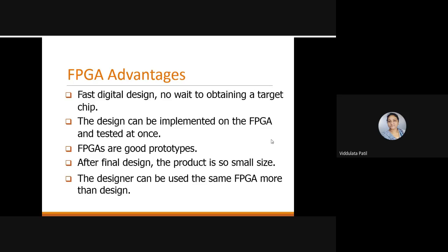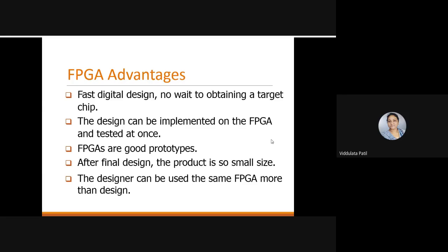Okay, so FPGA means field programmable gate array. So this has a fast digital design and there is no wait for obtaining a target chip. So we can directly get, whenever we do programming, a target chip that is ready with us. So that is a fast digital design. Now when you are designing with a CPLD, it may require more time as compared to an FPGA. Okay, the design can be implemented on the FPGA and tested at once.